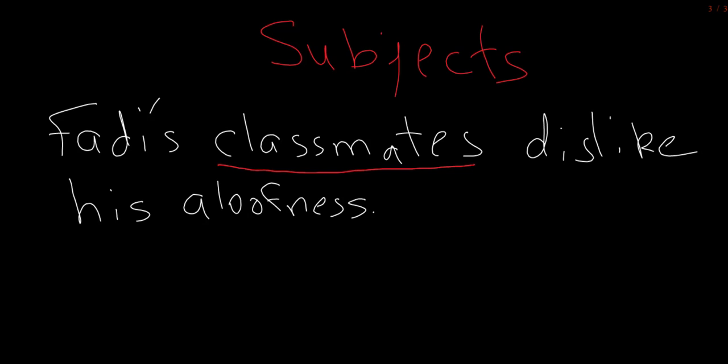So what is the subject? The subject is actually the main word in the complete subject. The complete subject is Fadi's classmates, and the main word in the complete subject is classmates. And classmates here performs the action, which is the action of disliking. This is the verb. Therefore, this is your subject.